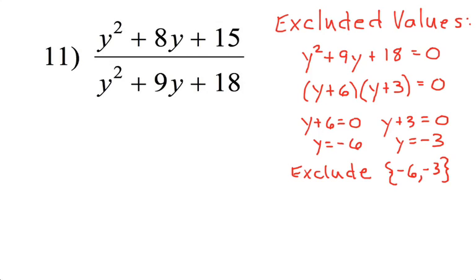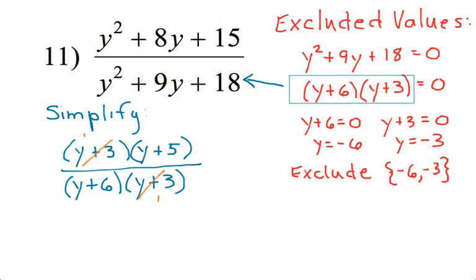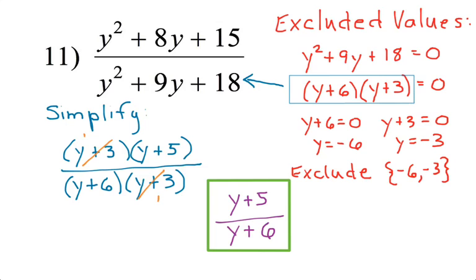These are the excluded values. I just put them all down instead of showing it written out because I think you can follow a little faster. The next step is to simplify by factoring. Notice that we already factored the denominator to get the excluded values, so we don't have to do it again. We can use that same factored form that we did before. And then when we're done, we just have those two remaining factors, one in the numerator, one in the denominator, and that's our final answer.